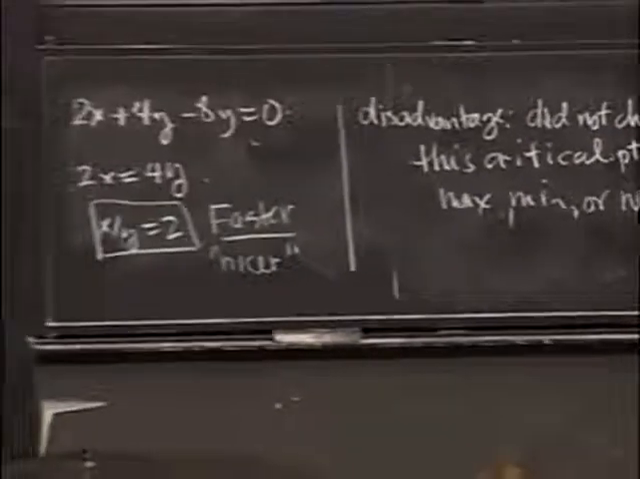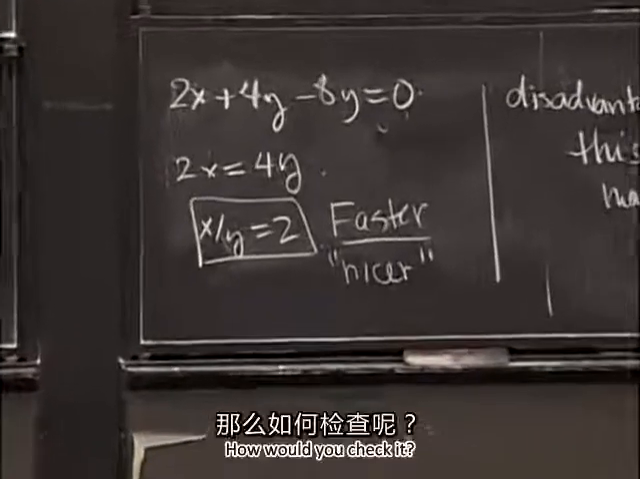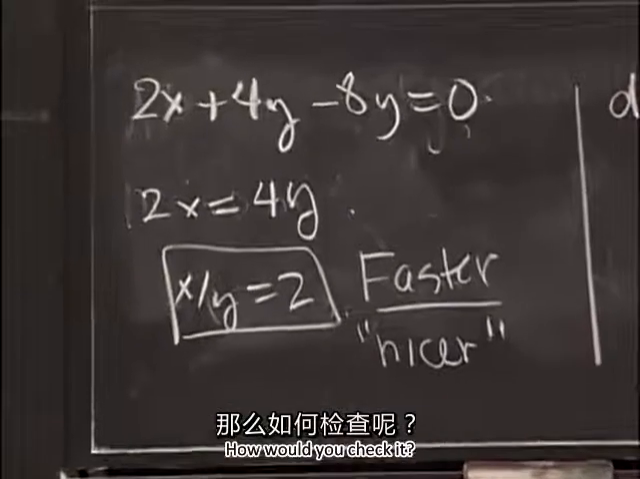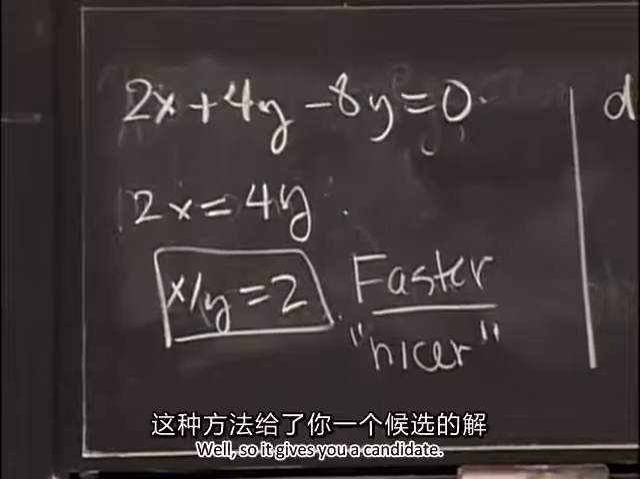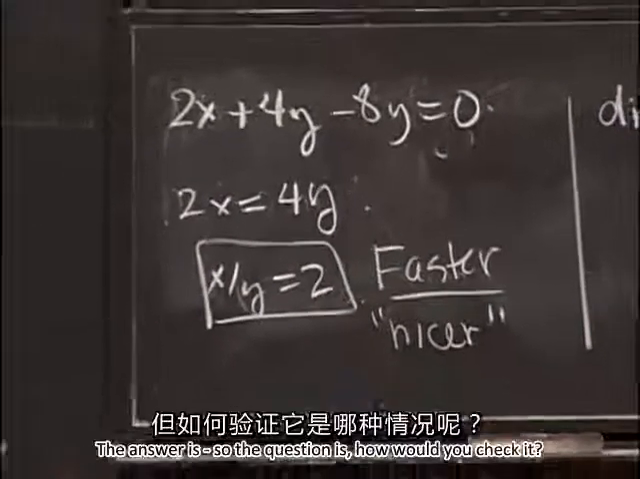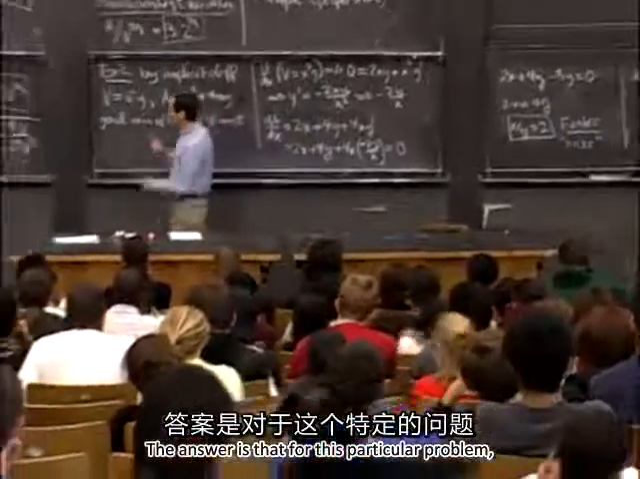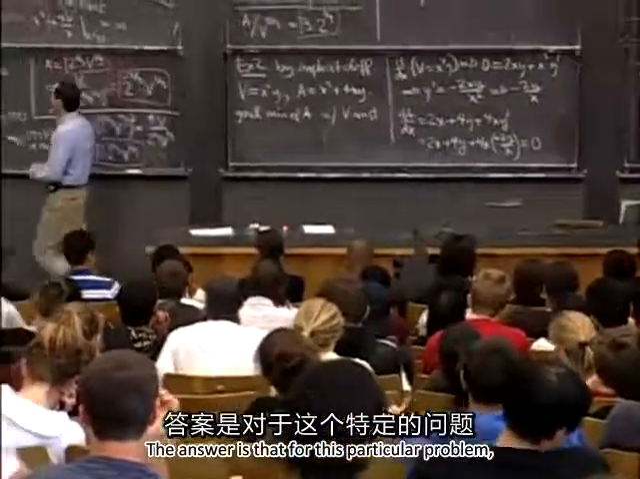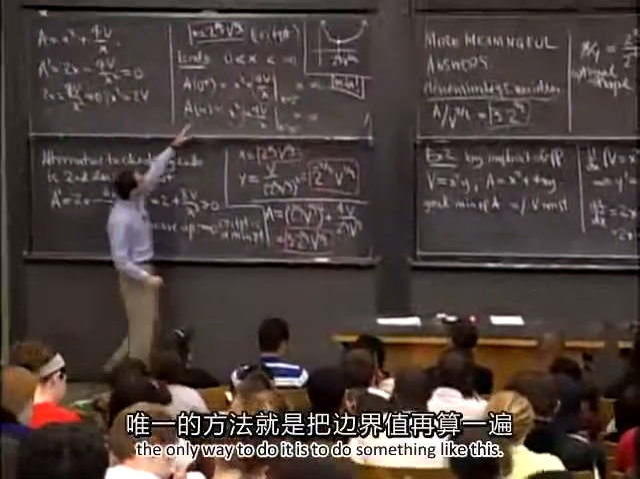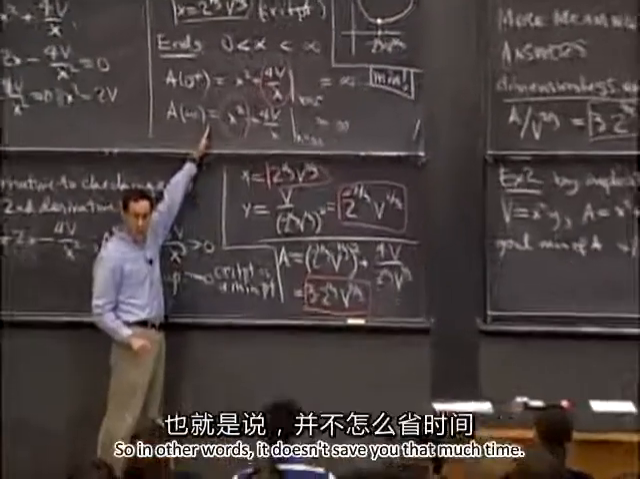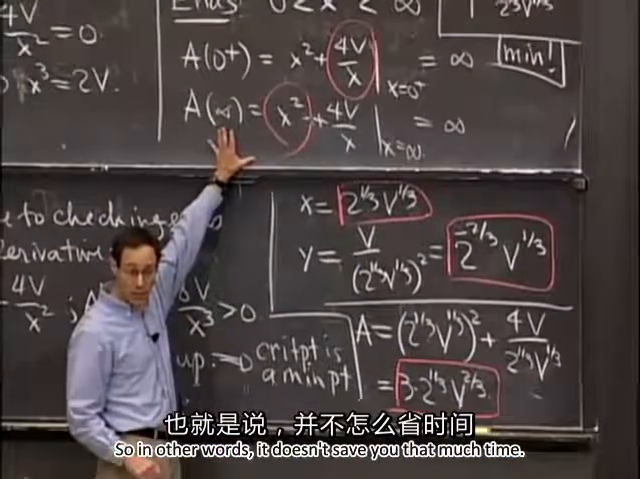Yeah, question. How would you check it? Well, it gives you a candidate. So the question is, how would you check it? The answer is that for this particular problem, the only way to do it is to do something like this. All right? So in other words, it doesn't save you that much time.